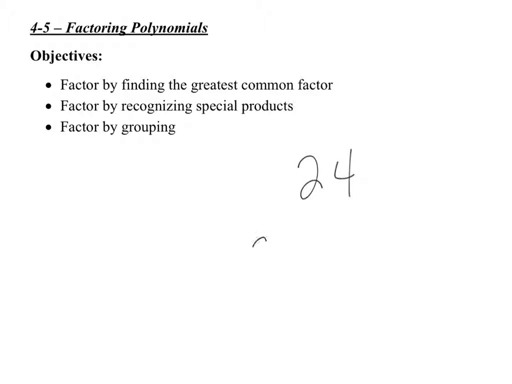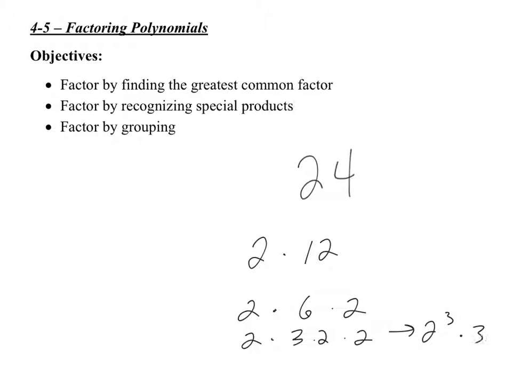Then 12, and then 12 divided would be 6 and 2, which is 3 and 2, so it would be 2 to the third times 3. Good. So you know what you're saying, but to explain it is a little more difficult, right?